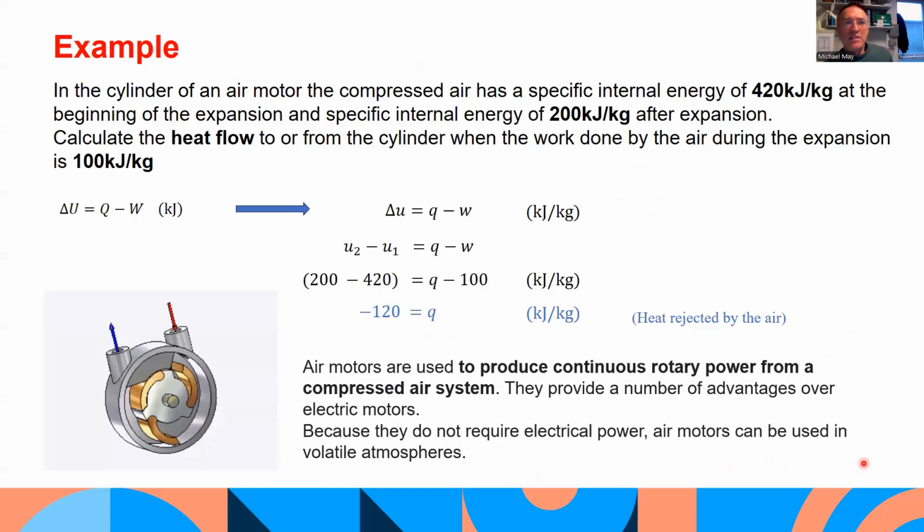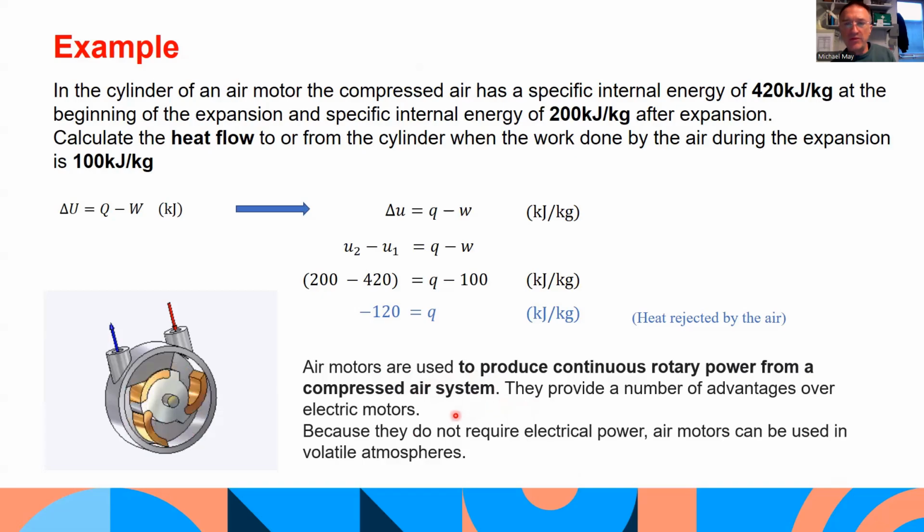Another example here: in the cylinder of an air motor, the compressed air has a specific internal energy of 420 kilojoules per kilogram at the beginning of expansion, and a specific internal energy of 400 kilojoules per kilogram after expansion. Calculate the heat flow to or from the cylinder when the work done by the air during the expansion is 100 kilojoules per kilogram. So air motors are used to produce continuous rotary power from a compressed air system.